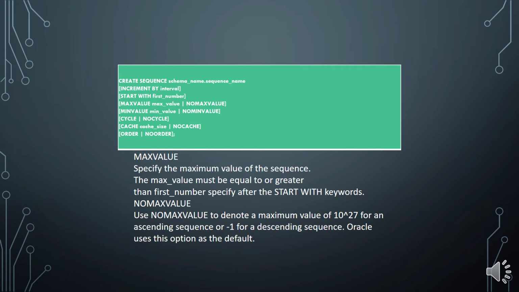Next one is MAXVALUE. MAXVALUE specifies the maximum value of the sequence. The maximum value must be equal to or greater than the first number specified after the START WITH keyword. In Oracle, NOMAXVALUE is used as the default value.